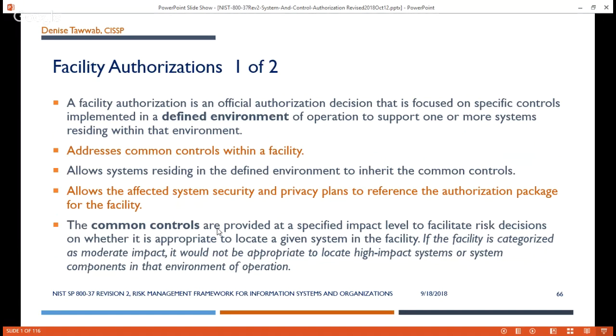So in that case, all of the facilities that were designated as R&D facilities, they had a specific set of controls in place, and they had facility authorizations associated with them. If the facility is categorized as moderate impact, it wouldn't be appropriate to locate, for example, a high impact system or system components in that environment of operation.